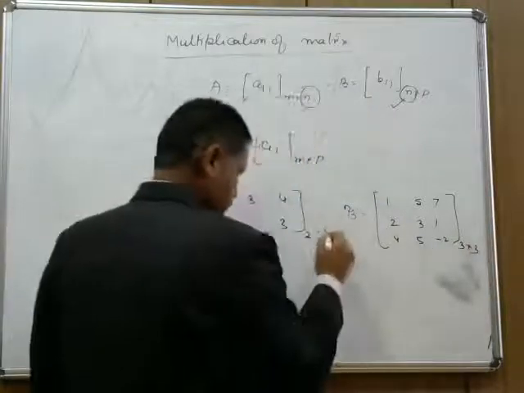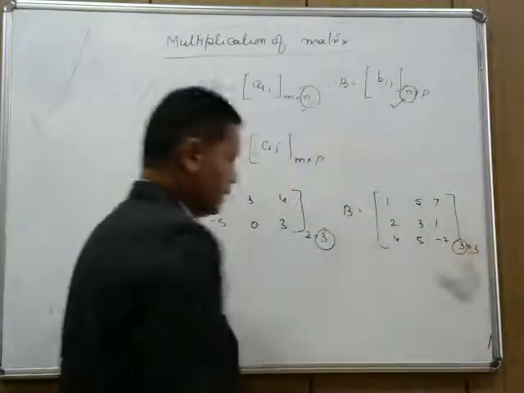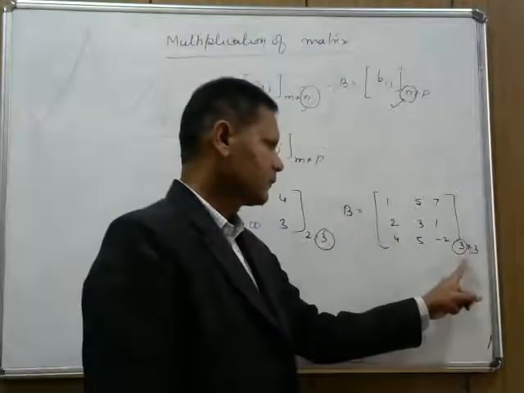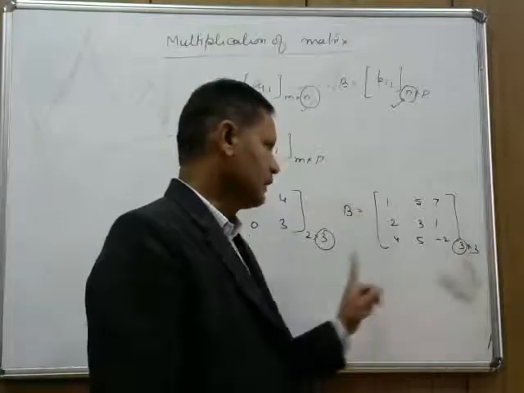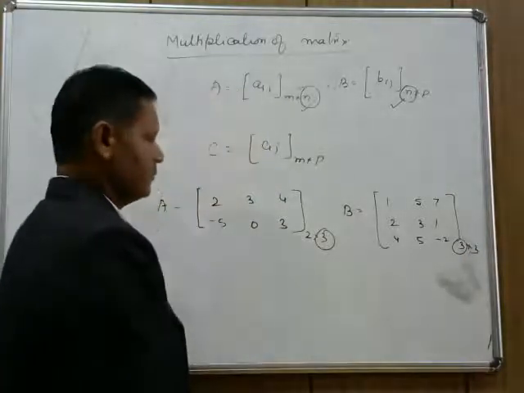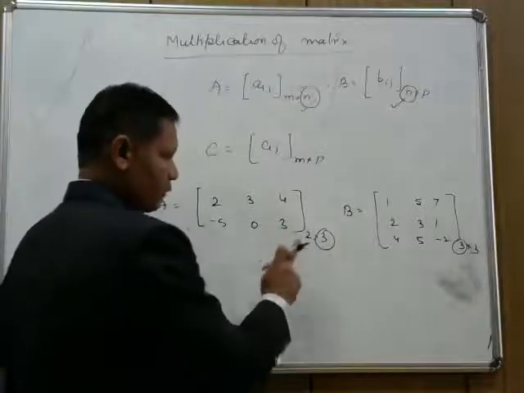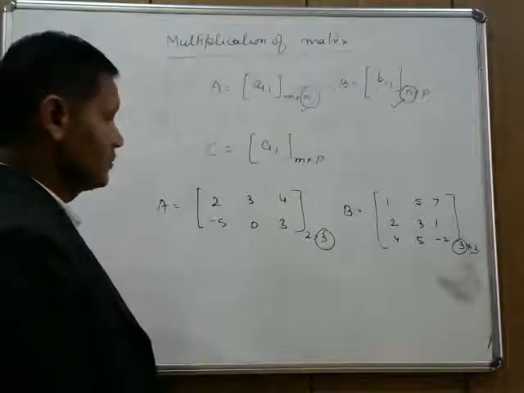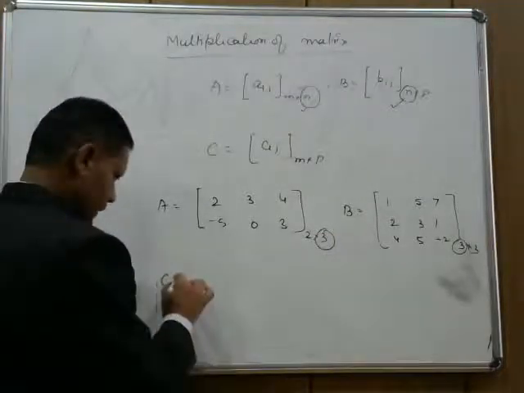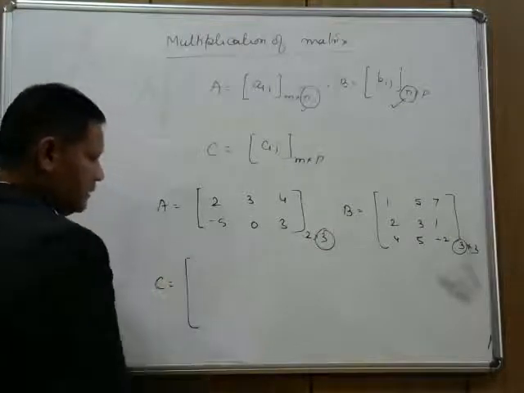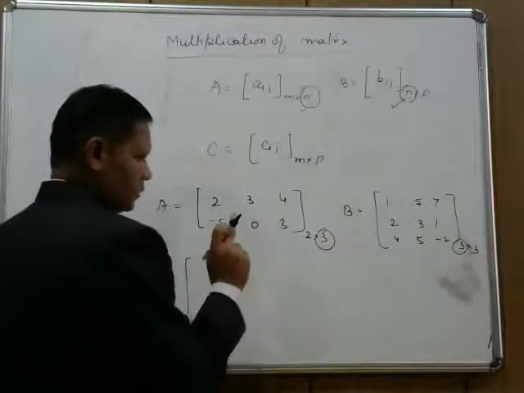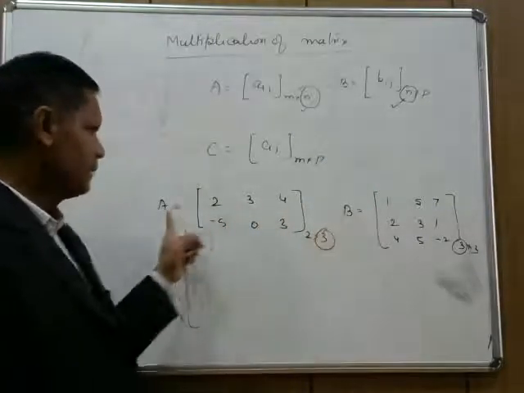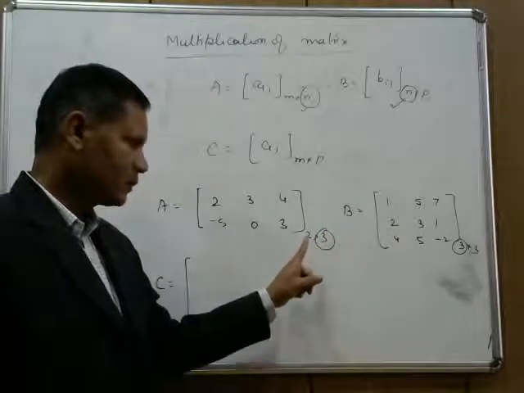Now here see, this 3 and this 3 are the same. The number of columns of A and the number of rows in B is the same, and then we can multiply, and the answer will be a matrix C whose order will be 2 by 3. Now how to multiply it, that also I will write. Suppose I have to multiply AB, I will write like this. You know what the order of A cross B will be? A multiplied by B will have the order 2 by 3.